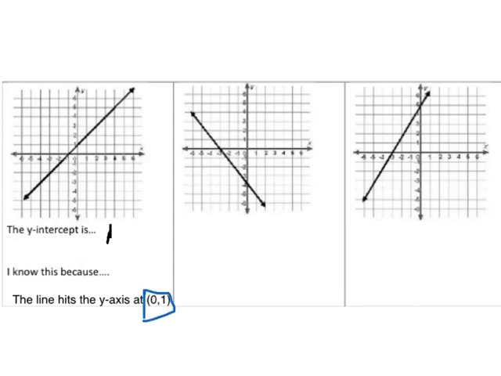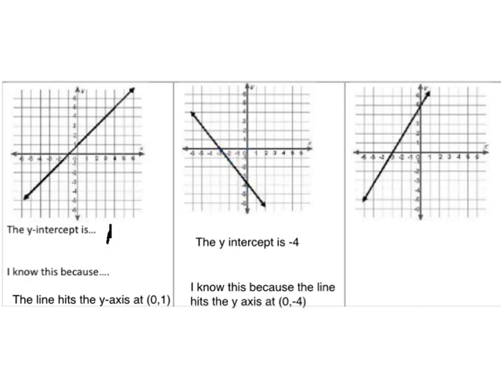What is our x value at our y-intercept? Our x-coordinate is always going to be 0 because it's on the y-axis. Looking at the next one, our y-intercept is -4 because if you see where the line meets our axis, it meets at -4. What point does this meet at? Write your I know this because. You can write I know this because the line hits the y-axis at the point (0, -4). So our b is -4, and then our x-coordinate is always going to be 0.